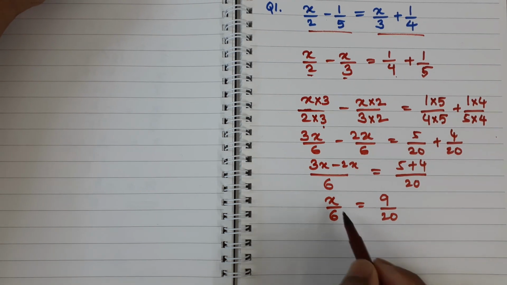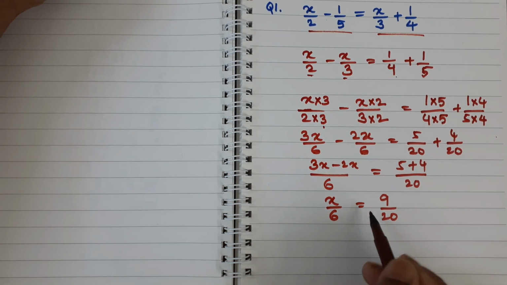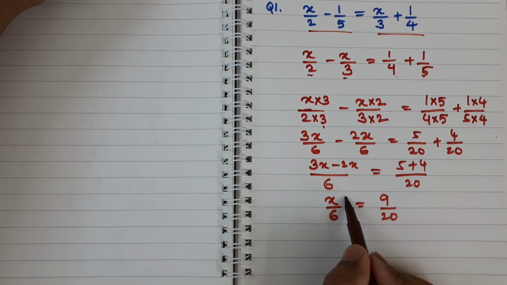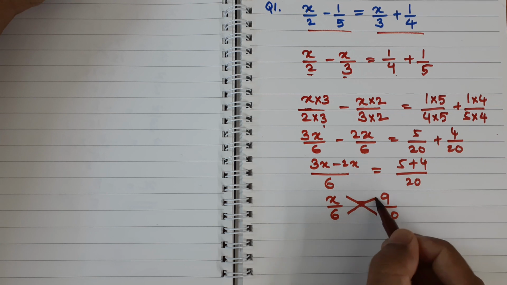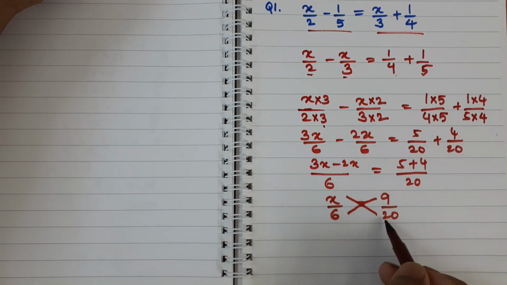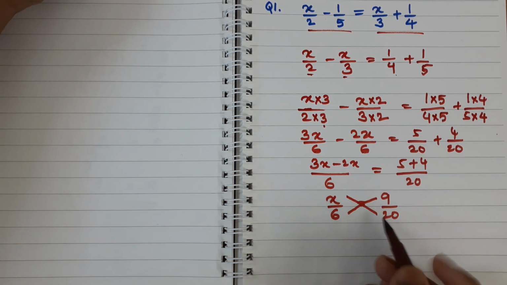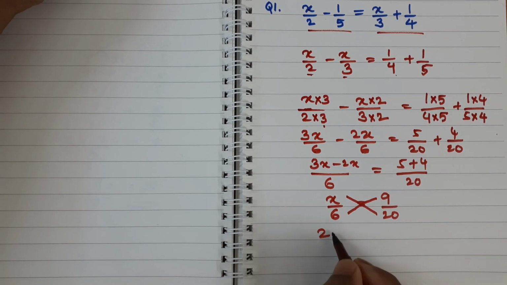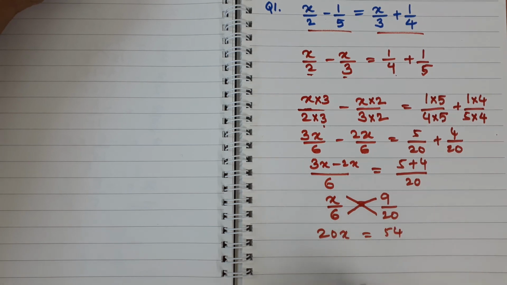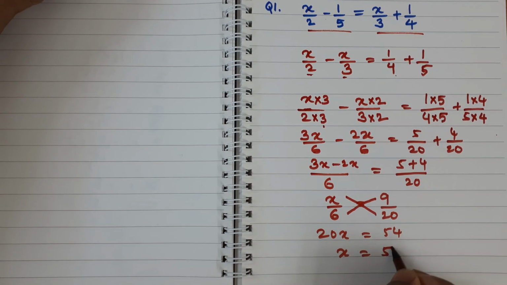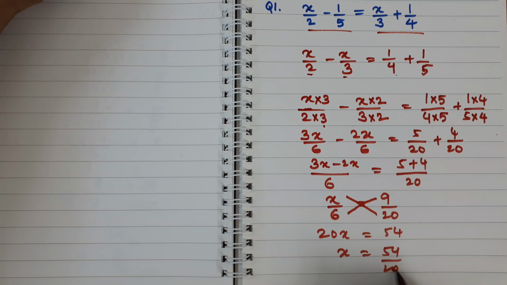Then how can I do it? Here also I can use some cross multiplication. Like x is multiplied with 20, then 6 is multiplied with 9. Now here I can cross multiply the numbers. x into 20 is 20x equal to 6 into 9 is 54. Then here I have to find the value of the variable x. x equal to 54 by 20.